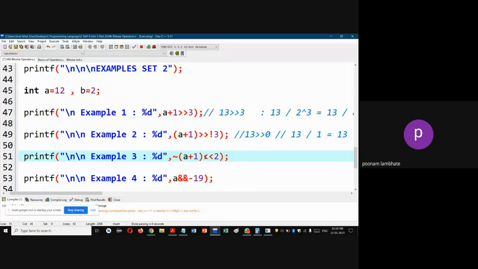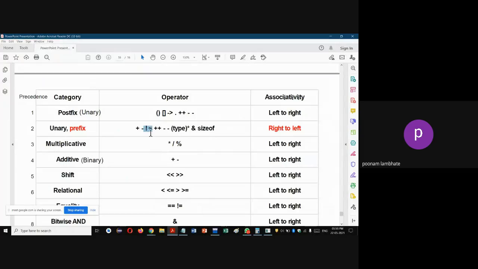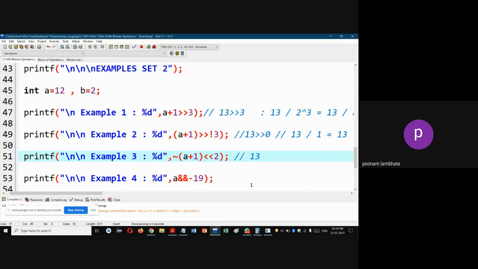Now, left shifting, but negation and parenthesis. First the parenthesis is solved: a plus 1 is 13. Then, look in your table: you have this tilde operator, that is your bitwise NOT operator. So if I write not 13, this is a bitwise operation, and I've given you the shortcut. What will be the answer? -14. Yes, excellent.